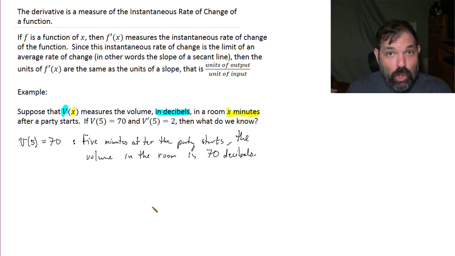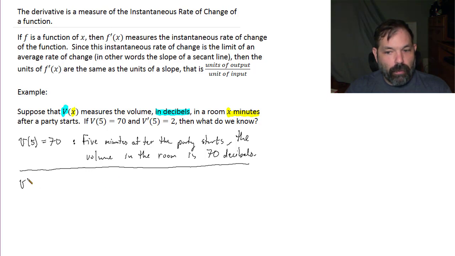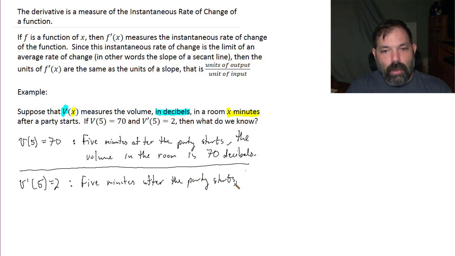Now, that's not new. You should have been able to do that from any algebra course. Interpreting a function given an input and an output, you should have been able to do that from any algebra course. Here's the new idea. V prime of 5 is 2. Alright, again, 5 minutes after the party starts. That's still the input. What do we see? V prime, the derivative, is positive 2. The derivative is positive. Hey, from what we've seen already, that means that the function, the original function, is increasing.